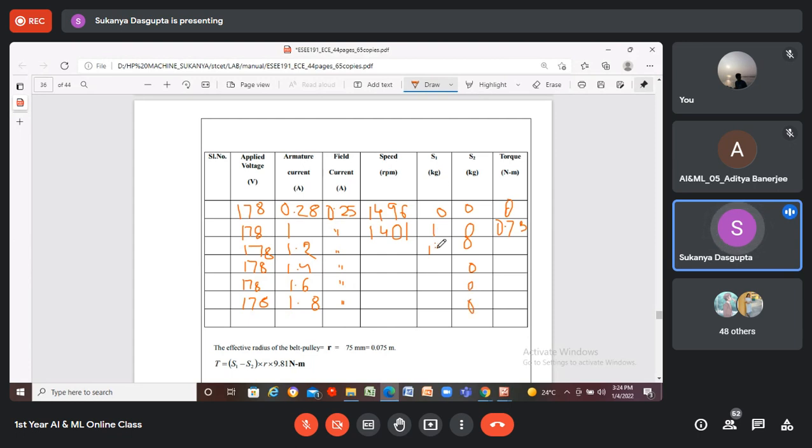Like after 1 we will take 1.5. After 1.5 it's 1.75. After that it's 2.1. Then it's 2.5. We will calculate the torque in Newton meter using this relationship.